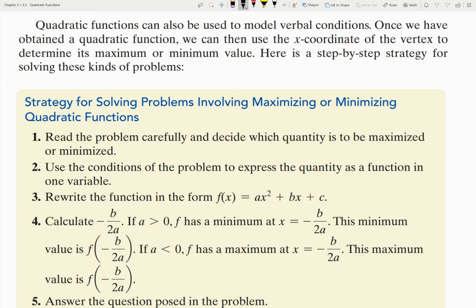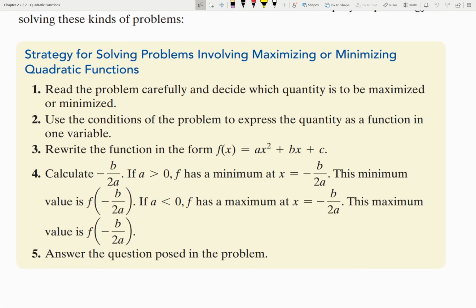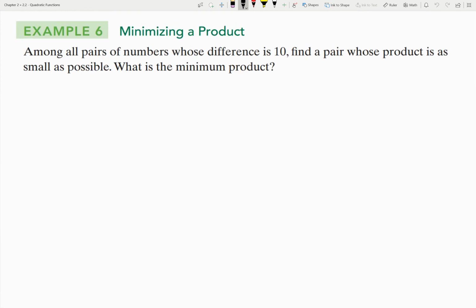Okay? So we can use other types of quadratics to model verbal conditions. Once you make the quadratic function, you're probably going to have to find the vertex, so we can use the same sort of strategies. Read the problem, decide if we have to maximize or minimize something, and use the conditions of the problem to express the quantity as a function of one variable. That's important. We cannot solve an equation unless we can manipulate it into a function in one variable. We're going to put it in general form, find the vertex, and answer the question. Let's see what I mean by this.